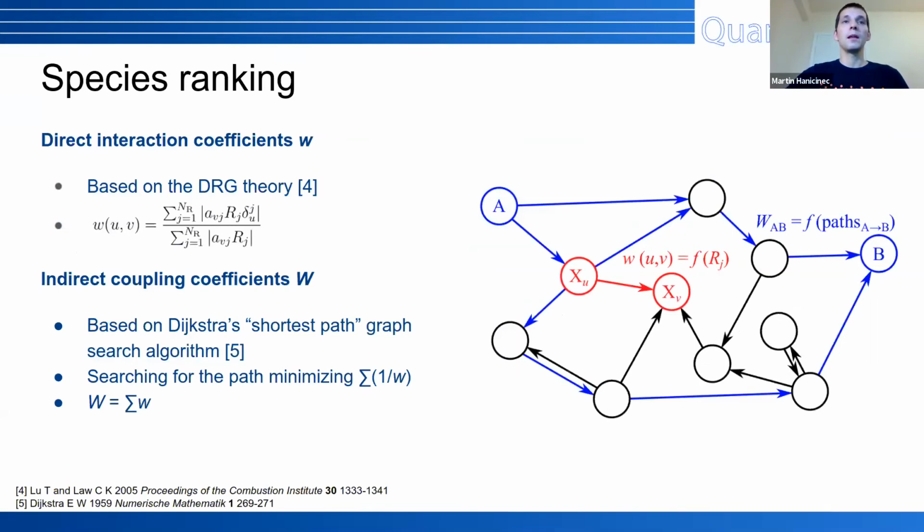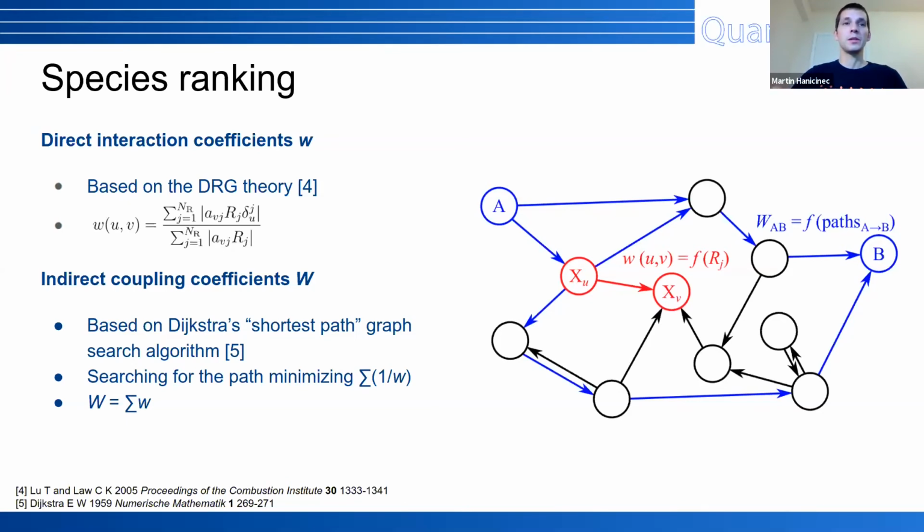Let me divert a little bit just to explain this in a bit more detail. There's not enough time to go through all the details, but very briefly, the direct interaction coefficients are adopted from DRG theory, that's directed relation graph theory. That's well-established theory which can be found in literature. I'm showing a citation here. And the indirect coupling coefficients, I based on Dijkstra's shortest path graph search. As I said, not enough time to go through the detail, that was just a brief diversion.